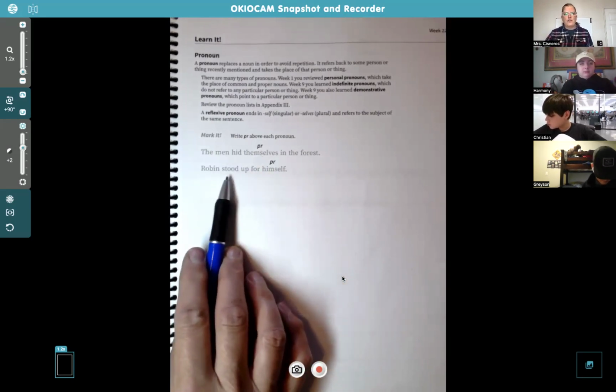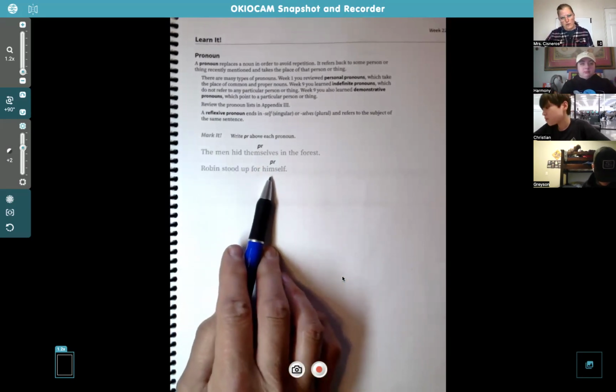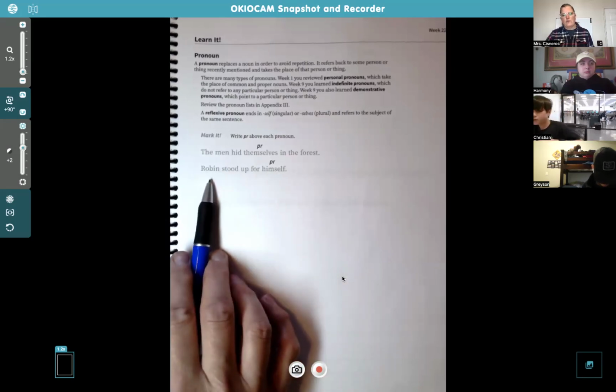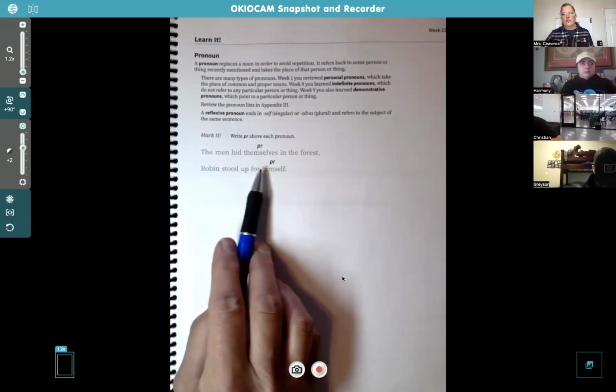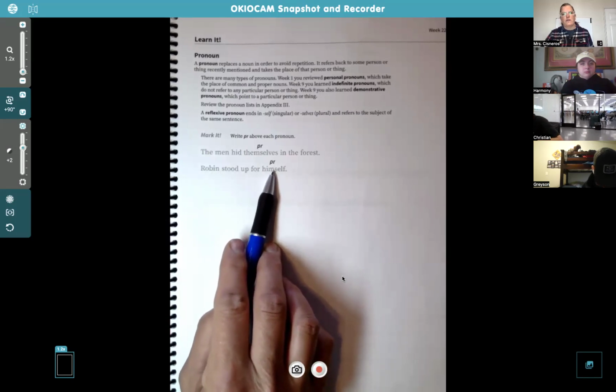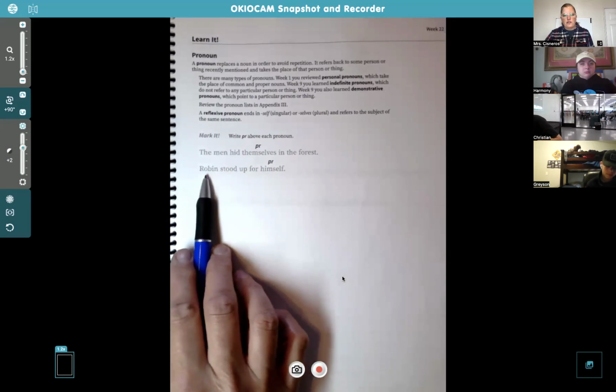And then we've got Robin stood up for himself. Himself is referring back to Robin. We're still labeling it as a pronoun, and it refers to the subject of the sentence, which in this case is Robin.